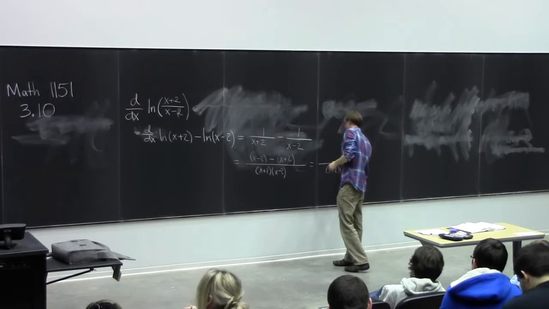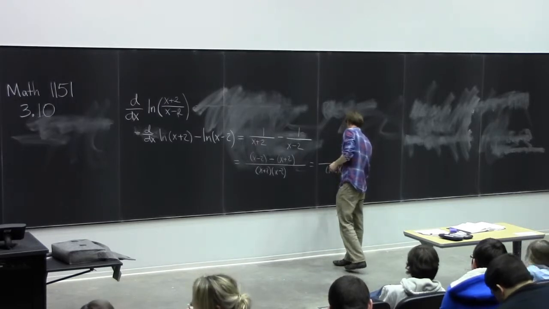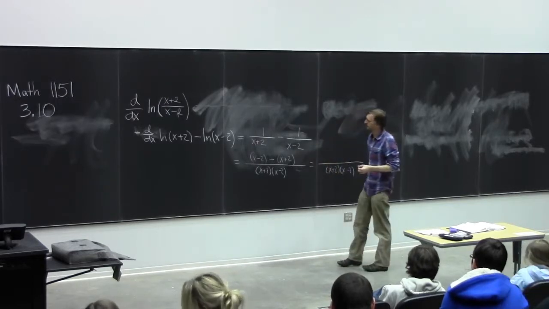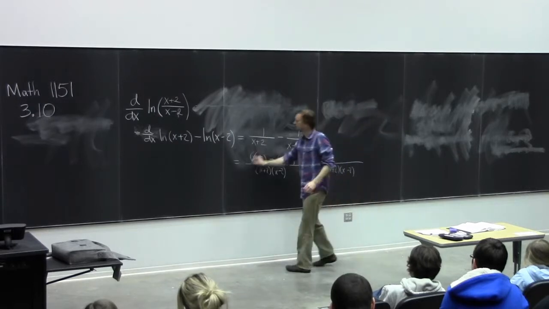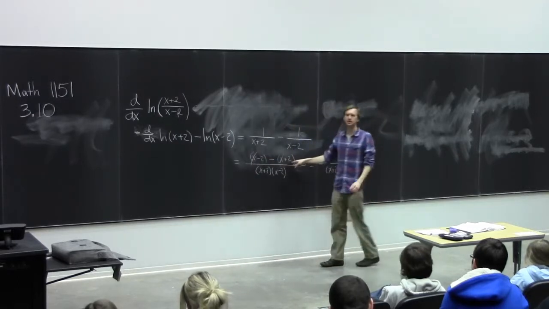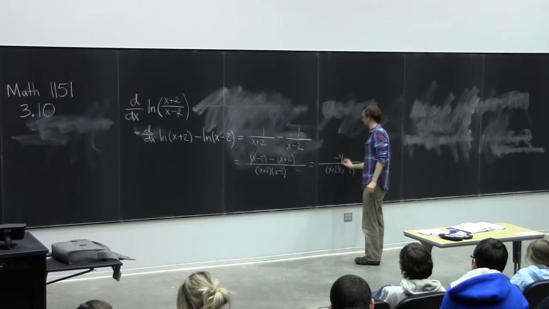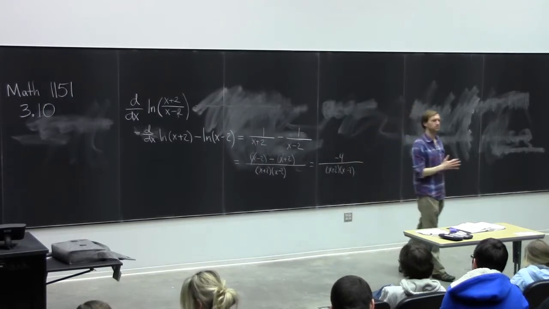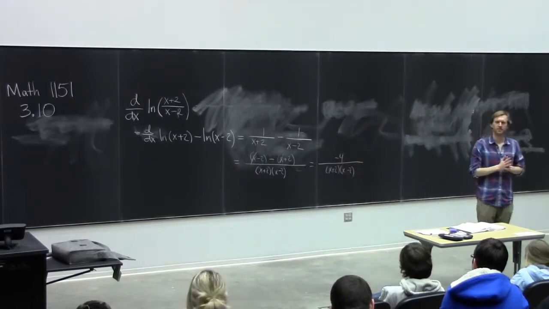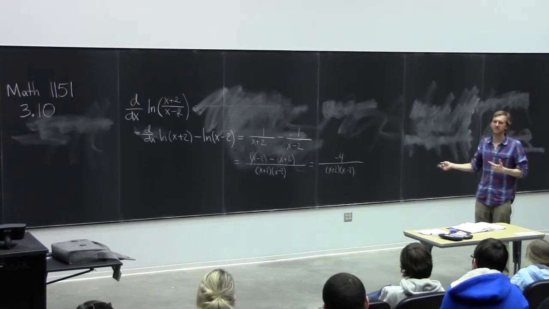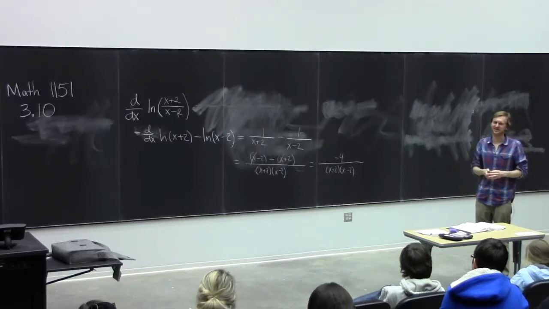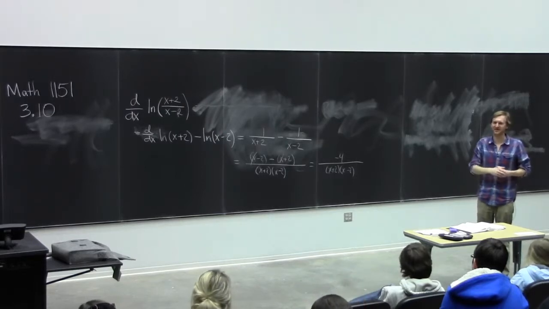X minus 2 times, or plus 2 times x minus 2. And what do we get here? The x's are going to cancel and we'll get minus 4. Good? Is that simplified enough? She says yes. And everybody's saying yes.